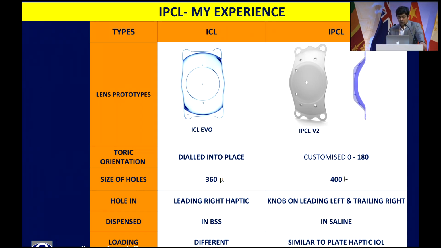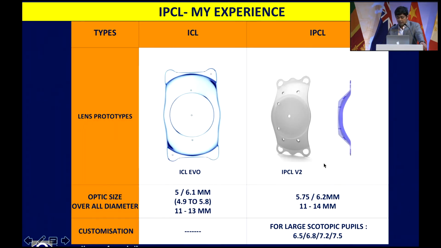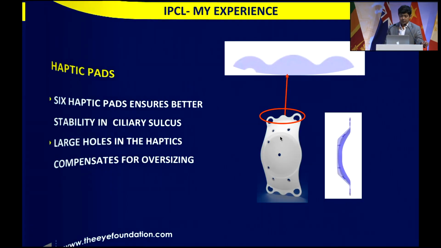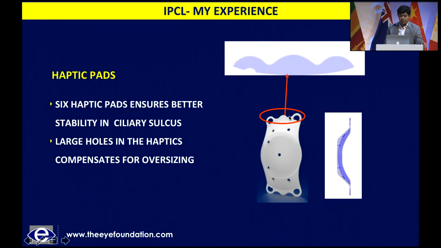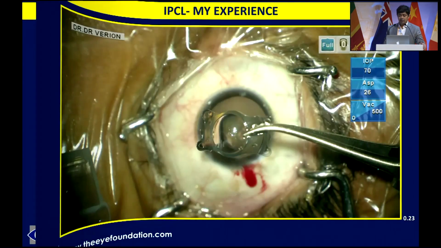I'll talk a little bit about the design of the lens. And essentially, for the optic size itself, you have a wide variety again. You can customize it, especially if the patient has a large mesopic pupil. You can even customize the size of the optic. There are additional haptic pads which sit better in the ciliary sulcus, which ensures better stability, and these larger holes in the haptics sometimes can compensate for the oversizing, because they tend to press down. The lens is again very pliable and presses down, and you end up with a slightly lower vault.